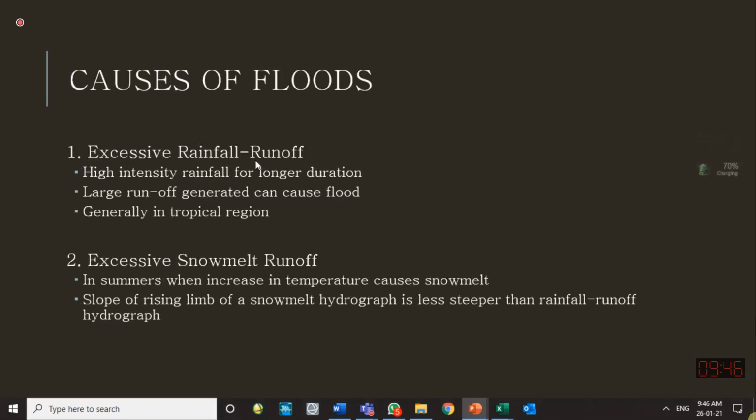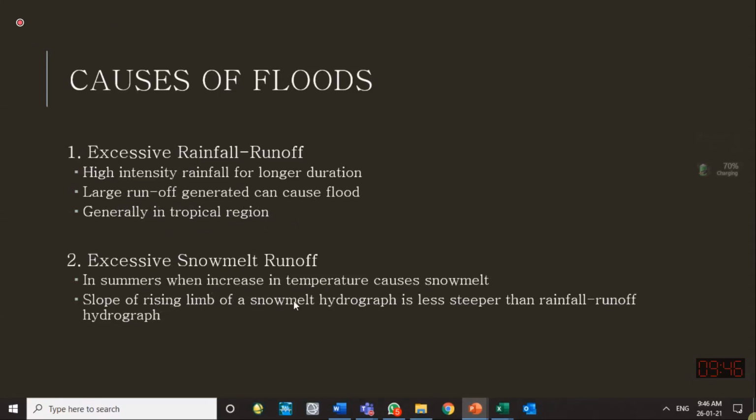These are further explained over here. Excessive rainfall can cause flood, high intensity rainfall, large runoff generated from these. Generally in tropical regions, such kind of excessive rainfall runoff event occur and they cause the flooding.